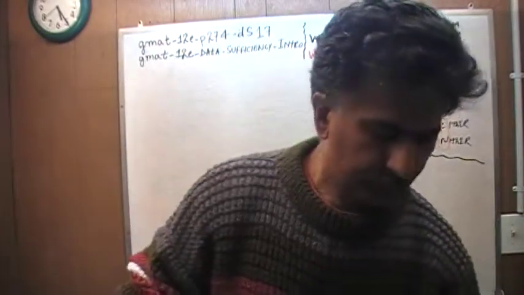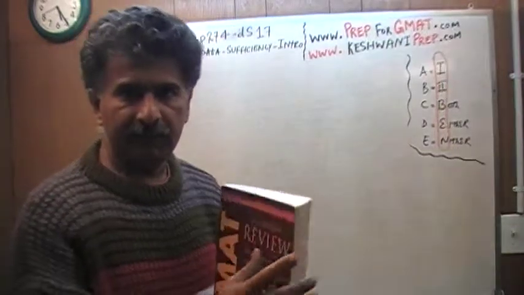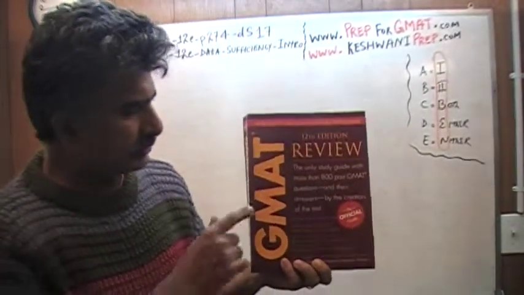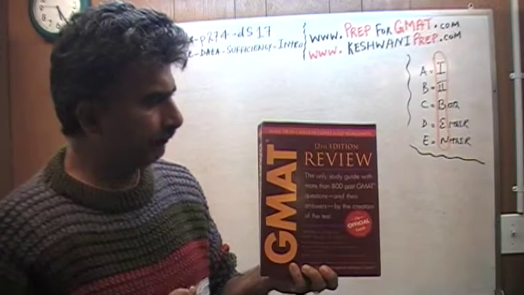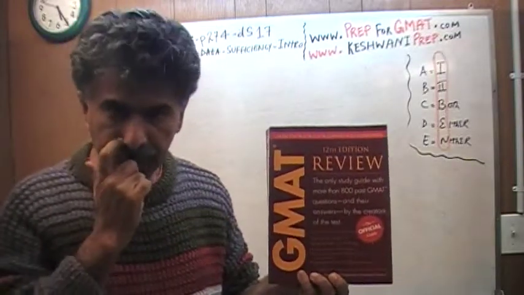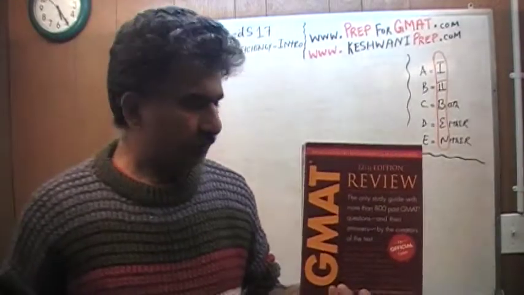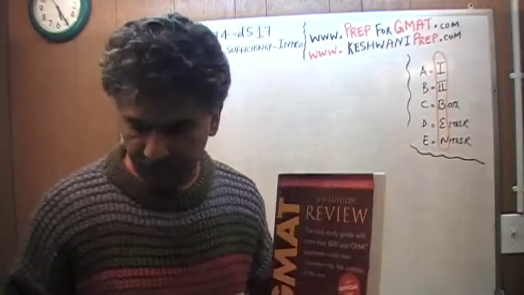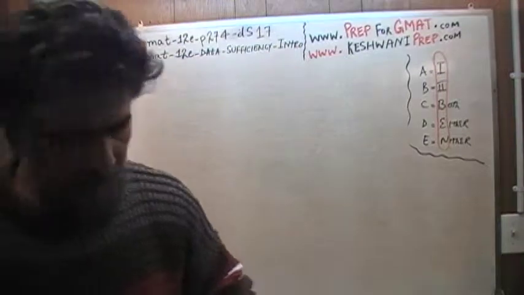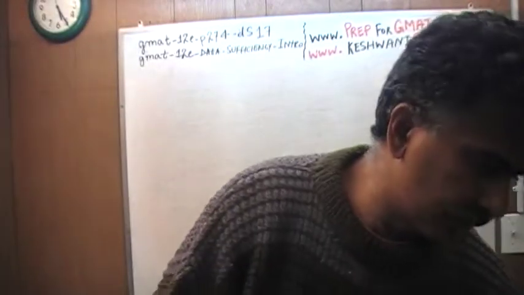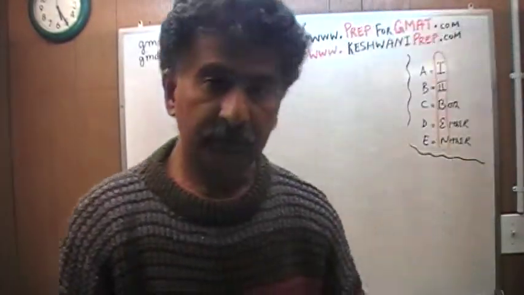I have been solving data sufficiency problems out of this book here, GMAT Review, the official guide, the 12th edition. If you do not own this book already, purchase one immediately. You should be able to find it at mba.com. mba.com is the same official website where you would go to register to take the exam.